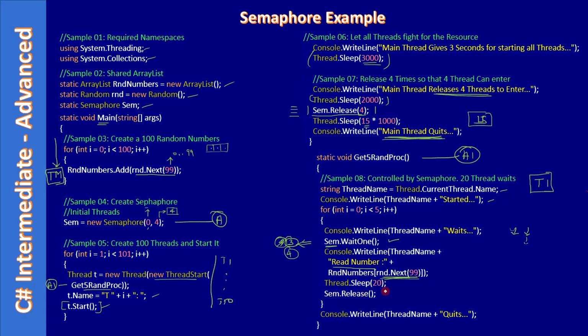It releases the semaphore. Here if you see, when Wait One is allowed to enter inside, there will be a decrement, and whenever there is a release call, there will be an increment. Thereby the thread count will be tracked. Finally, once we read all 5 elements, we state thread name quits.